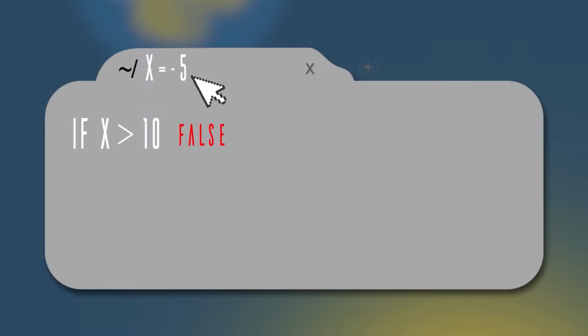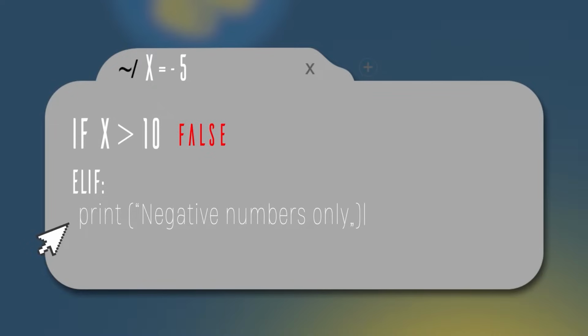Let's suppose that x stores the value -5. The if condition won't be true because -5 is not greater than 10. Then we will skip the if block and go to the elif block. Now we're going to check if this elif condition is true. Since -5 is less than 0, we will print negative numbers only. After that, we won't see the else condition because we already found our right condition.